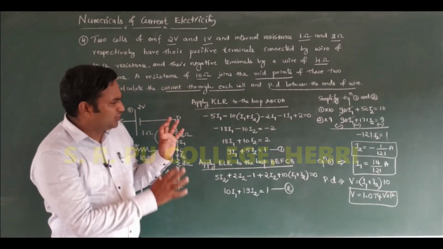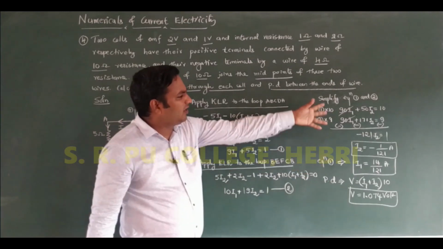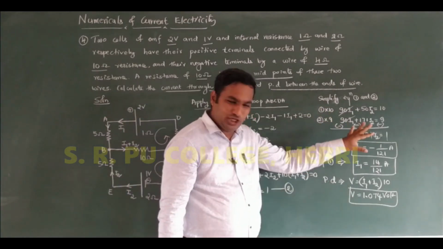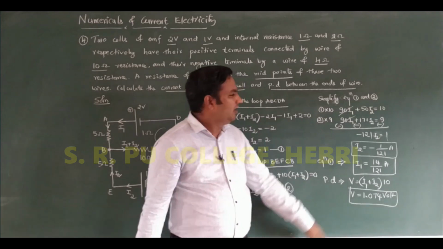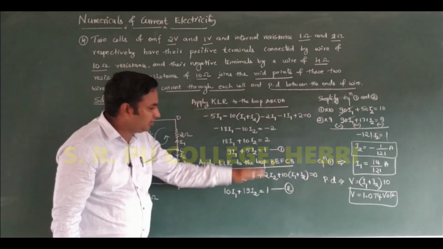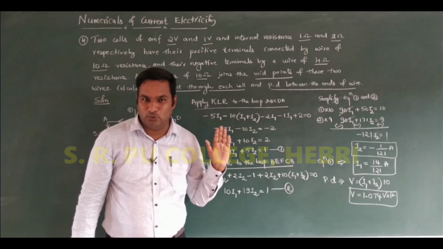Is that clear? Just go through this simplification part. A few things I skipped that you have to work out, a simple mesh, but the important thing is how to apply Kirchhoff's loop rule. Is that clear?